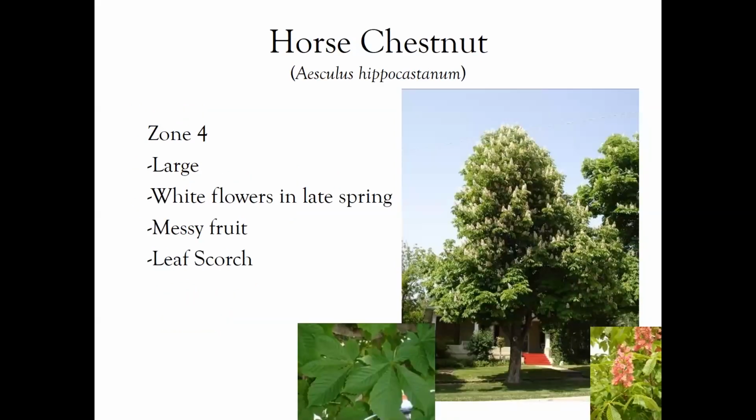Horse chestnut, or Aesculus hippocastanum. So horse chestnut is another tree that's good for a large landscape or a park. They're very large trees, but they do have these amazing upright white flowers in late spring that the pollinators go crazy for. The fruit, however, is very messy.